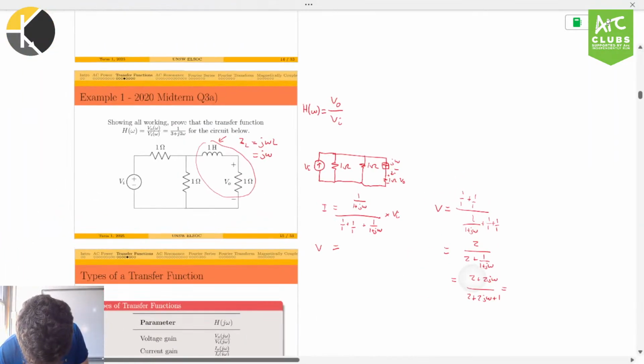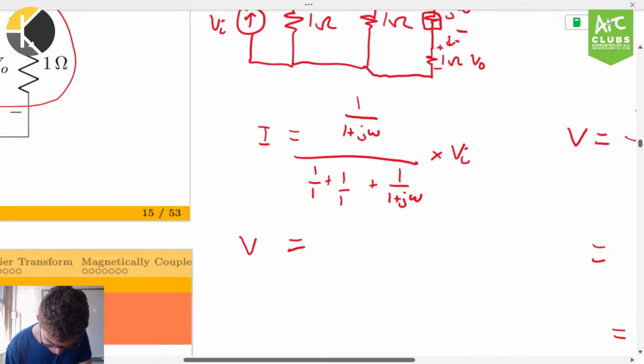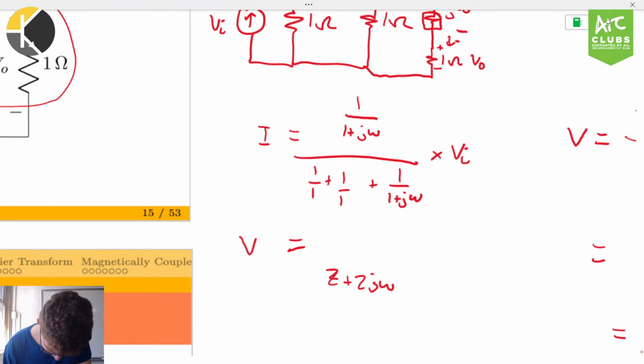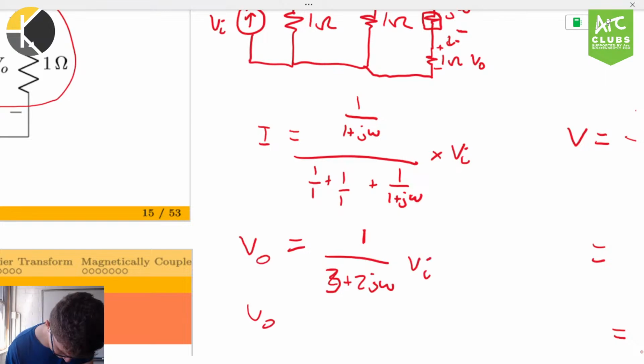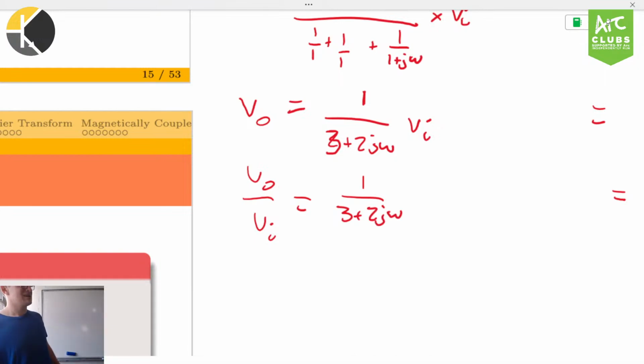I don't think so, because that should give me the answer. Wait, let me just stick with my method for a sec. I'm pretty sure, because this becomes 3 plus 2j omega times VI. See that? Okay. I'm not sure, unless I stuffed up somewhere else. I think if you're working with the admittances, that works, right? Because that's like Y of the thing you want over the sum of the Y. Yeah, that's how I was thinking about doing it.